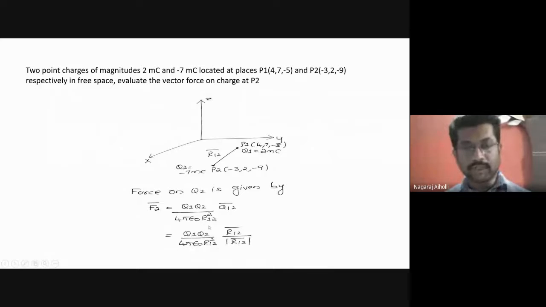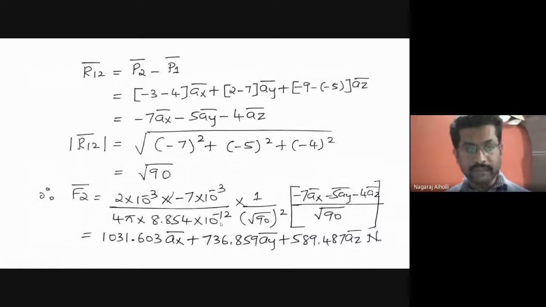Then R12 bar is whatever we have got here. R12 bar square is root 90 square. This is what I have written here: 2 into 10 raised to minus 3 into minus 7 into 10 raised to minus 3 divided by 4 pi epsilon naught, which is 8.854 into 10 raised to minus 12, into 1 upon root 90 square. Because what is R12 here? The magnitude of R12 is square root of 90. Its square is root 90 square, multiplied by the unit vector.